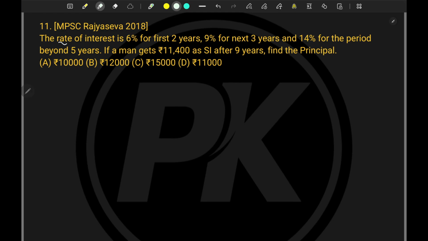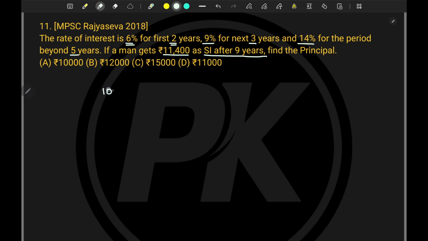Now in this problem, let's try to understand what is asked. The rate of interest is 6% for the first 2 years, 9% for the next 3 years, and 14% for the period beyond 5 years. If a man gets 11,400 as simple interest after 9 years, what is the principal? After reading, you might think it is a difficult problem, but it is not.